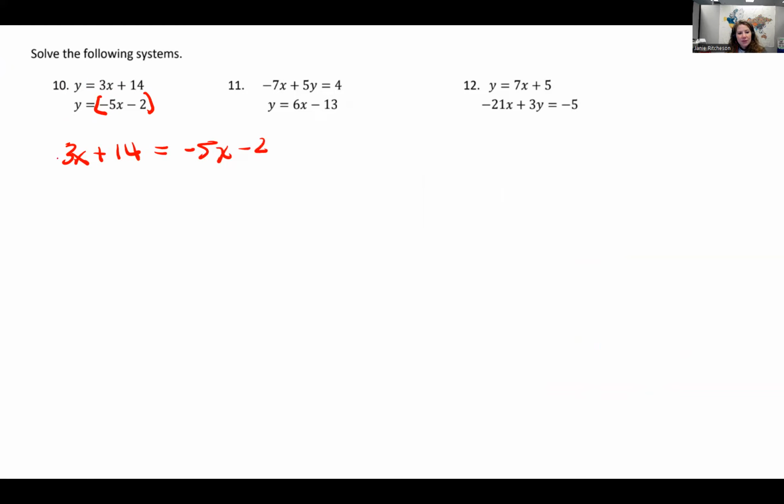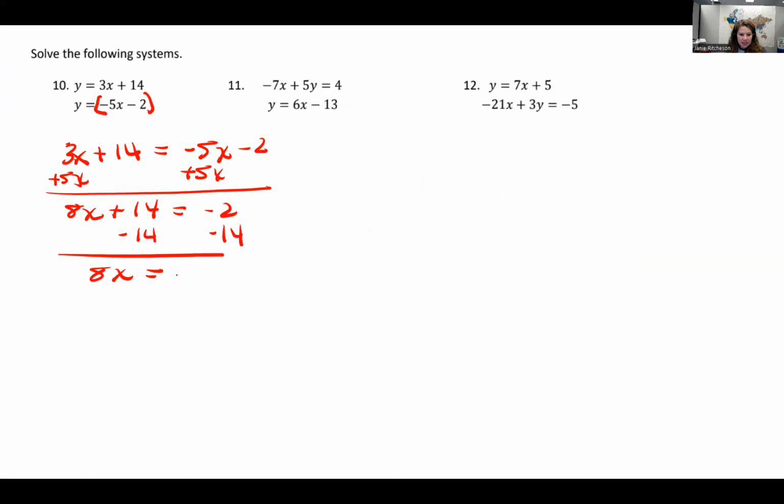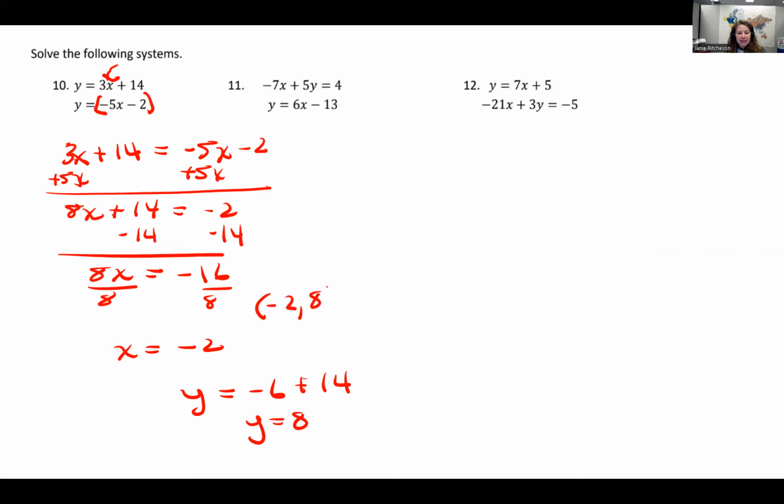All right, I'm going to cancel out the smallest x. I'm going to get rid of -5x by adding 5x to both sides. So I have 8x plus 14 equals -2. I'm going to subtract 14 from both sides. So then I have 8x equals -16. When I divide by 8, I get x equals -2. And then when I plug in -2, 3 times -2 is -6. So I plugged in -2 right here. So -6 plus 14 is 8. Y equals 8. So my solution is -2, 8.